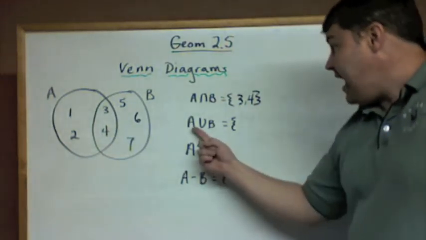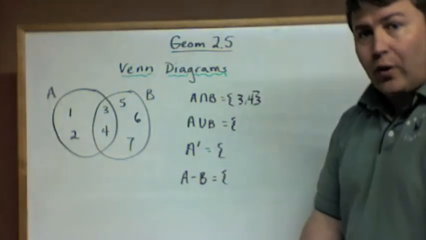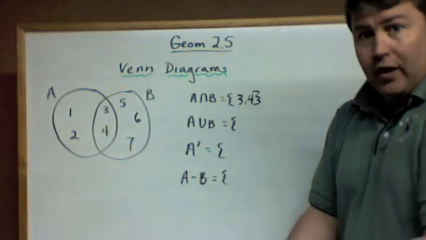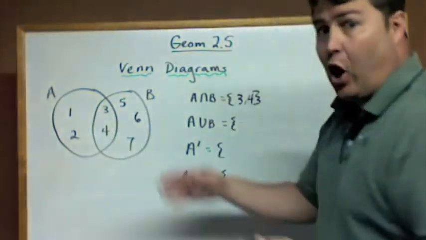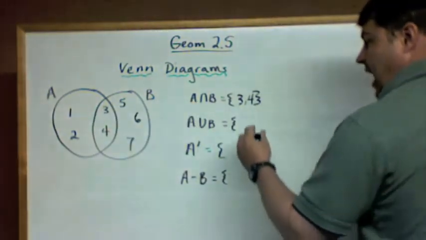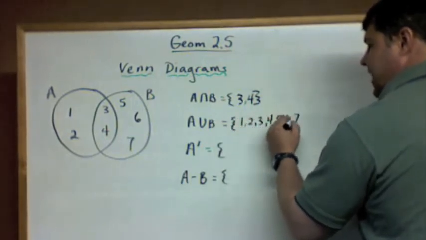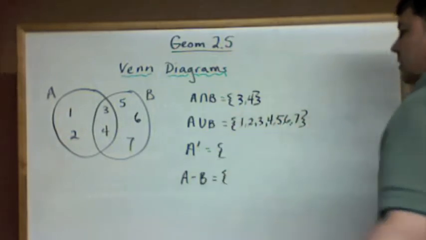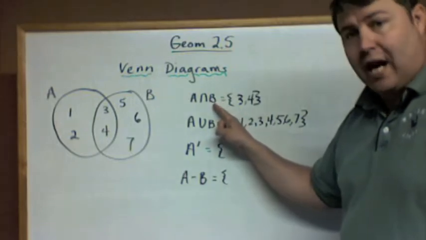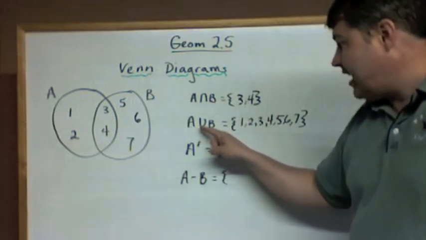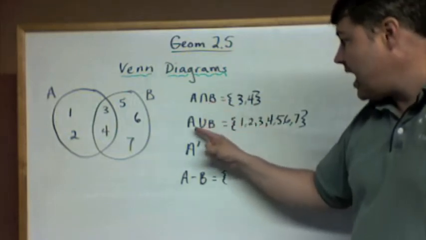All right, A union B. Union means all together. So anything in A and in B. That would be these two numbers, those two numbers, and in fact, it'd be all the numbers in this Venn diagram. So A union B set will be 1, 2, 3, 4, 5, 6, 7. That's anything in both A and B at the same time. That is everything in A or B all together. A intersect B, A union B.